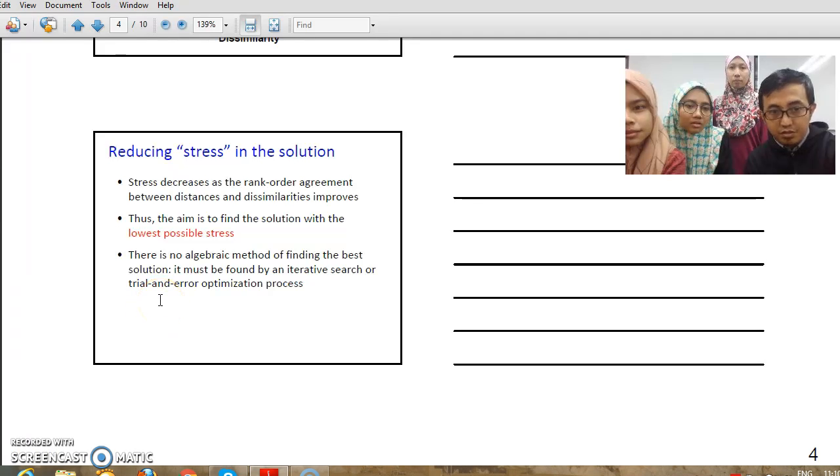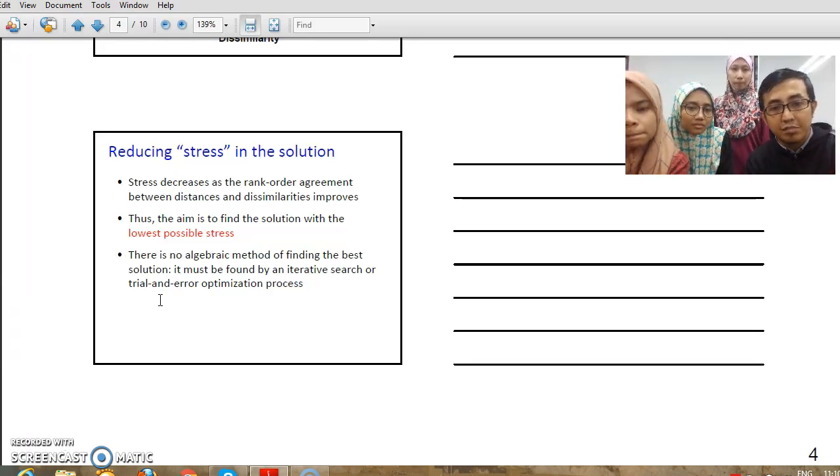Reducing stress in the solution. Stress decreases as the rank order agreement between distance and dissimilarities improves. Thus, the aim is to find the solution with the lowest possible stress. Okay, we want to find the lowest.